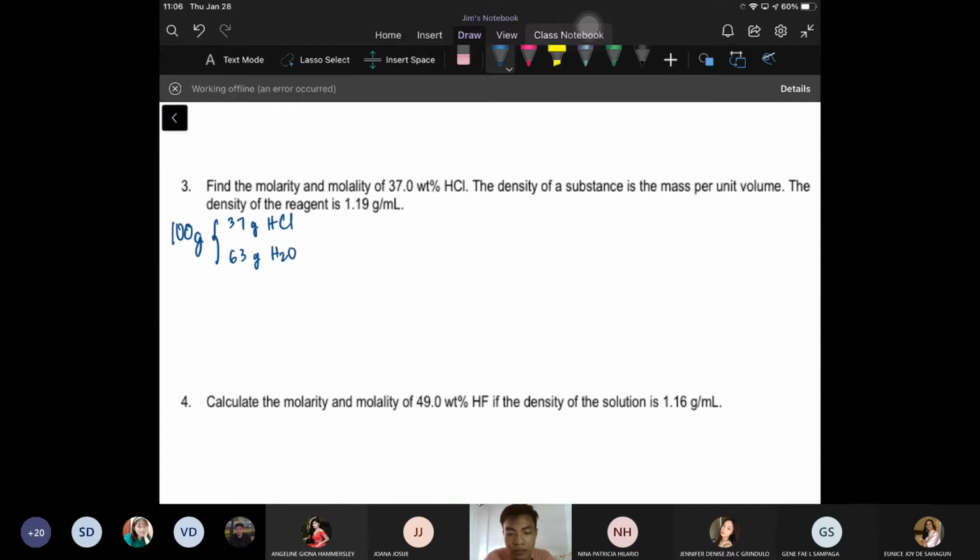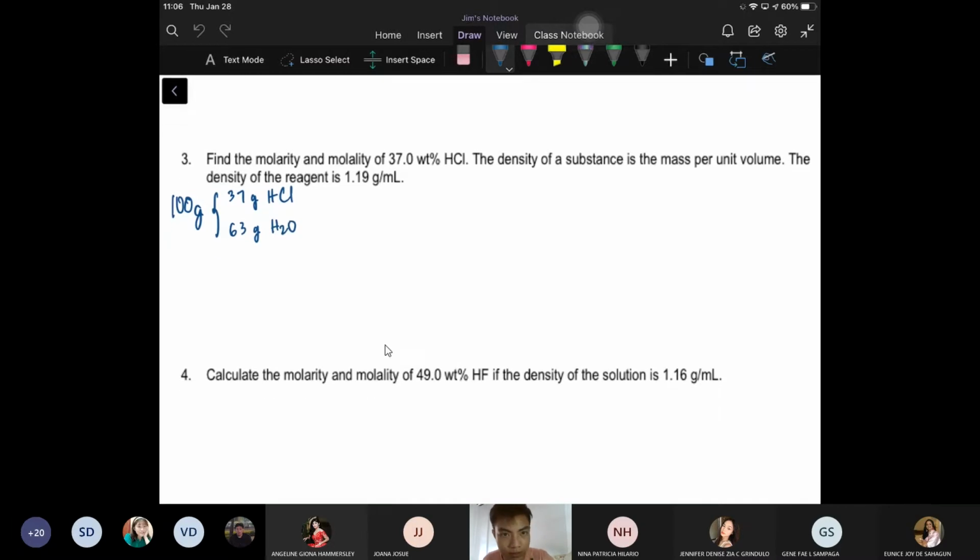Okay? So, what else? Ano pa yung mga kailangan natin gawin dito sa question na to? Okay? So, recall that since we are solving for molarity, ano yung kailangan doon sa denominator ng molarity? Volume of the solution in liters. Do we have the volume of the solution in liters? Wala tayong volume ng solution. Ano meron tayo? Mass ng solution. Because dito tayo nanggaling sa percent weight. No? And we assume that the solution is 100 grams.